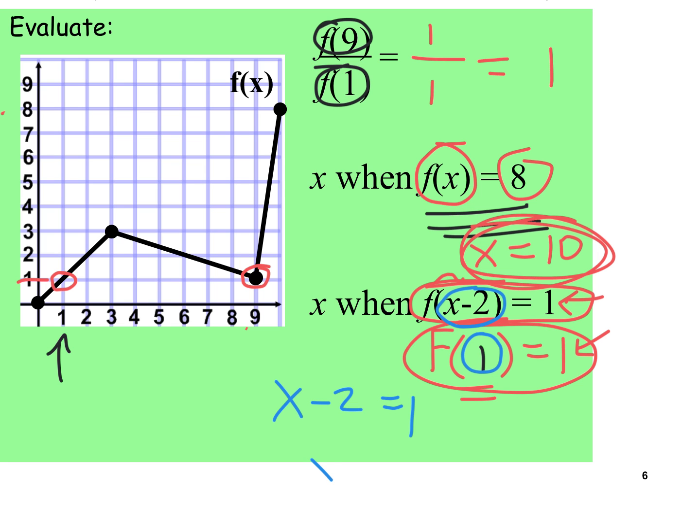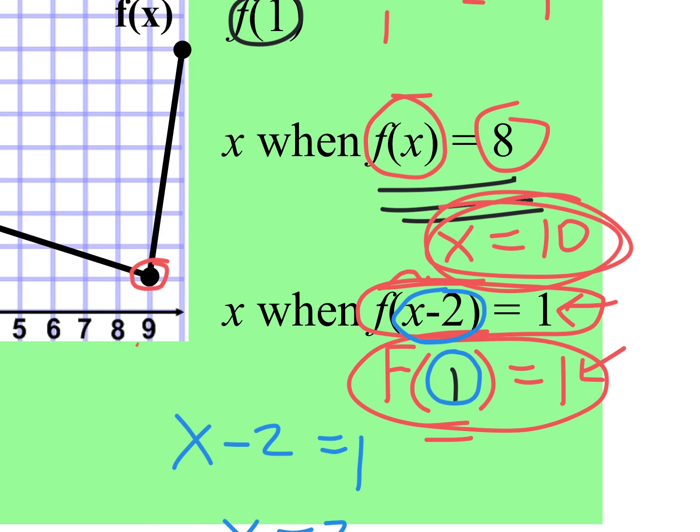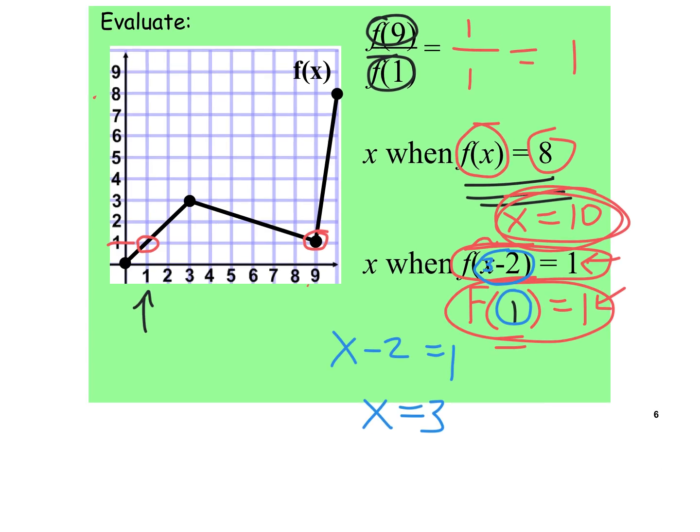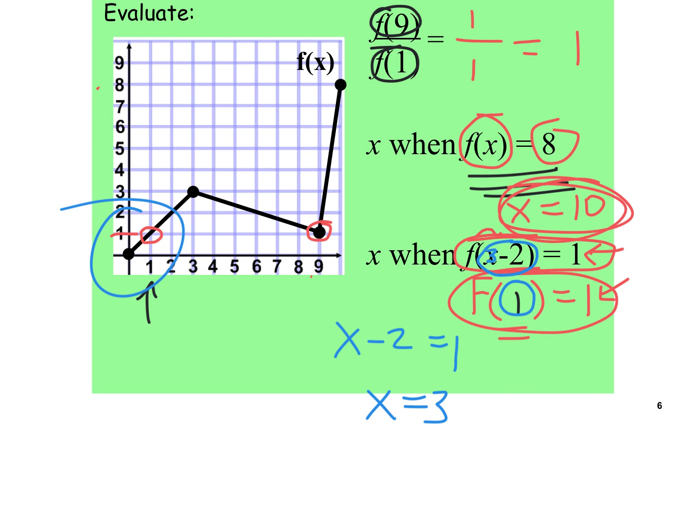Now I'm going to add 2 to both sides, and I get x equals 3. Watch when I check it and make sure it works. I stick a 3 right there, and do you get 3 minus 2 is 1, and then f of 1 is 1, and that's a fact. I looked it up on the chart right there. X equals 3 was one of the answers. Did anybody have 3? All right.